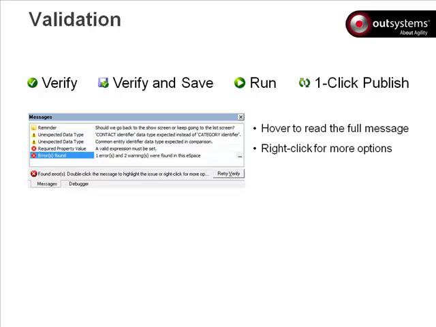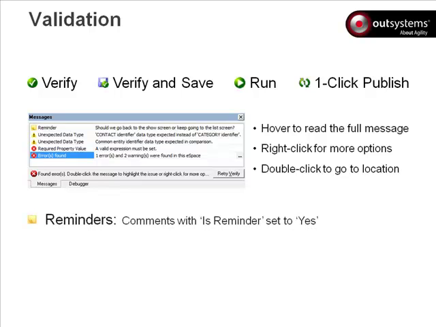Right-click the message for more options, such as copying the message or hiding a warning. Finally, and most important of all, double-click the message to go to the location that originated that message. You basically have three types of messages.